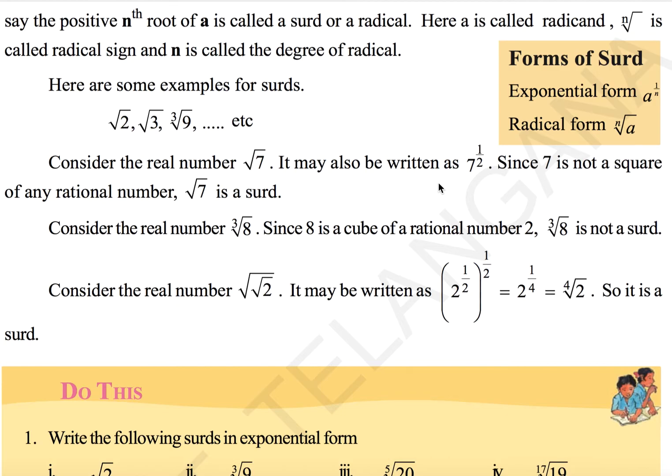Consider the real number root 7. It may also be written as 7 power half. Since 7 is not a square of any rational number, root 7 is a surd. Consider the real number cube root 8.